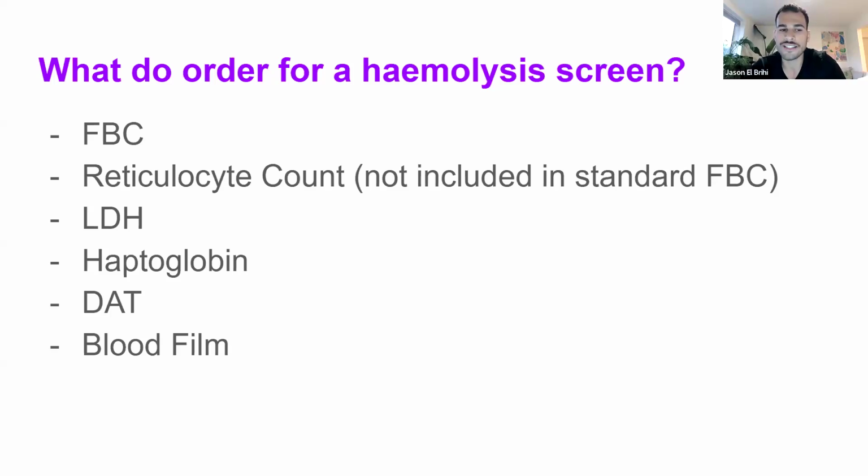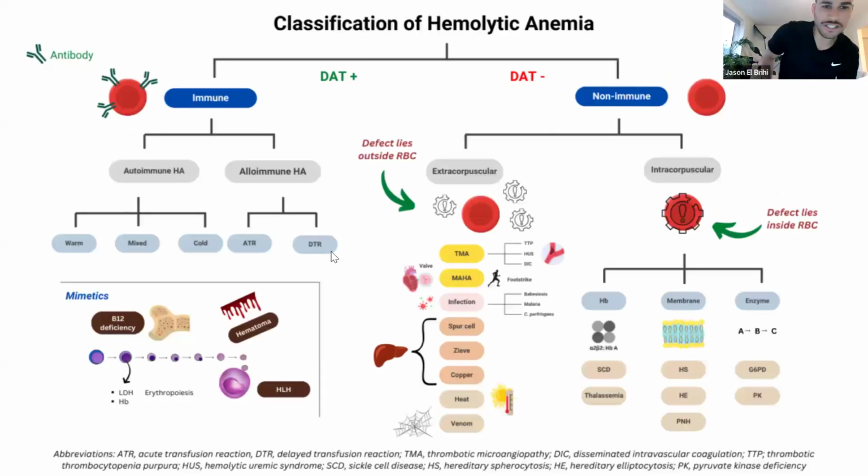DAT stands for direct, what does it stand for? Direct antigen test. I should know that. Yeah, it is that, and that's looking for hemolysis. And then obviously the blood film, you should always get a blood film if you're worried about hemolysis. And you can see here the causes are quite broad. We've touched on a few. So remember in the DAT positive, it can either be autoimmune, which is the most common, and it'll be warm or cold or mixed. We already touched on cold autoimmune anemia. And then there's the warm.